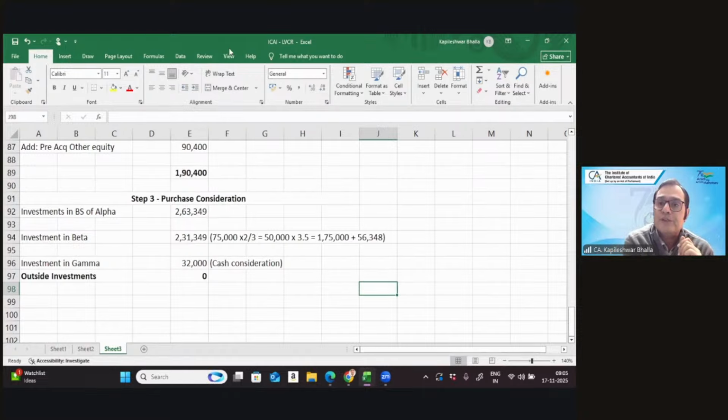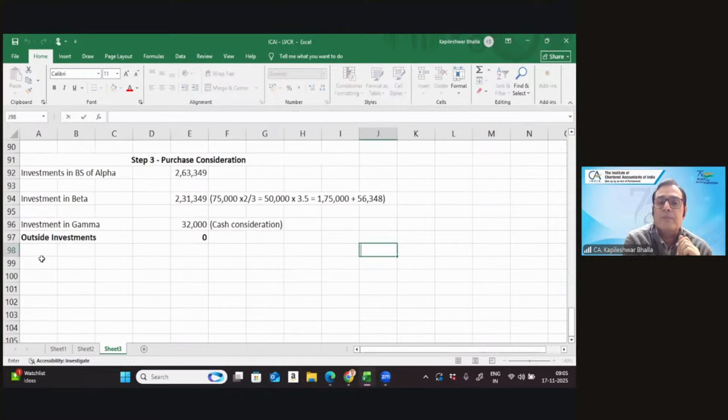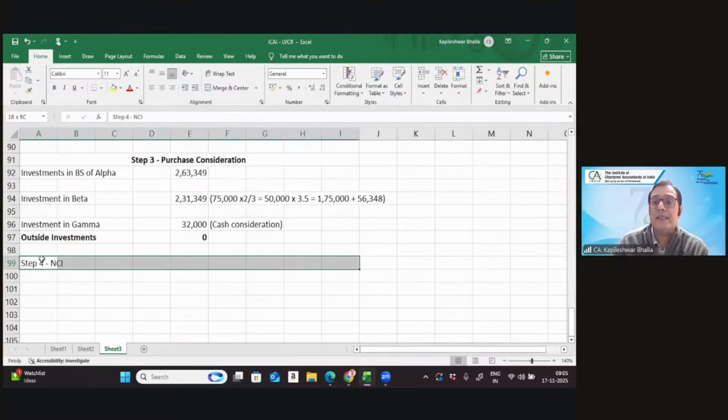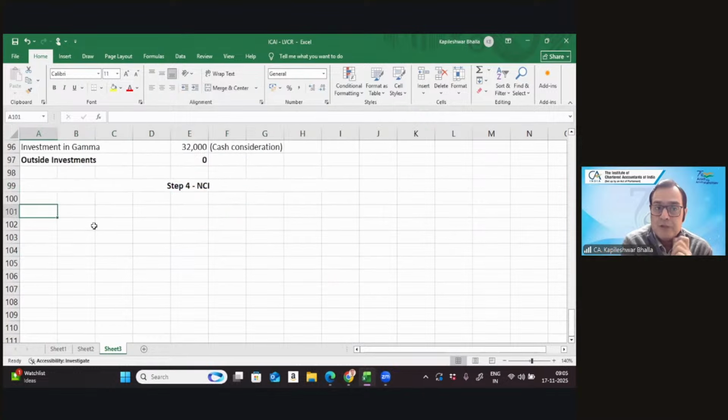Now we proceed further, and we go to step number 4, which is the calculation of the NCI. We need the NCI on the balance sheet date, and for this purpose we are given some inputs on the NCI. Do we also check any other investments? Technically, yes, because when you're doing the consolidation, any kind of outside investments would appear in the consolidated financials.